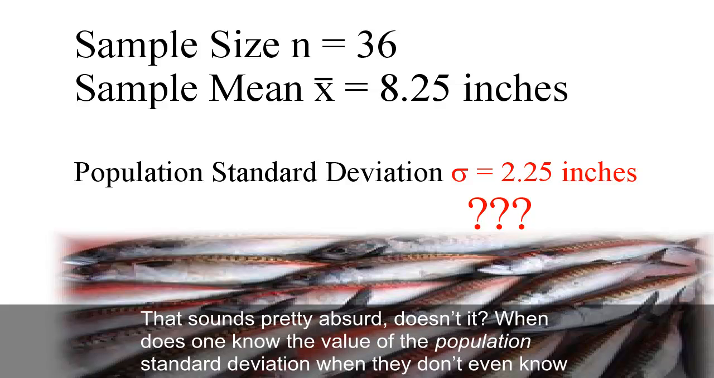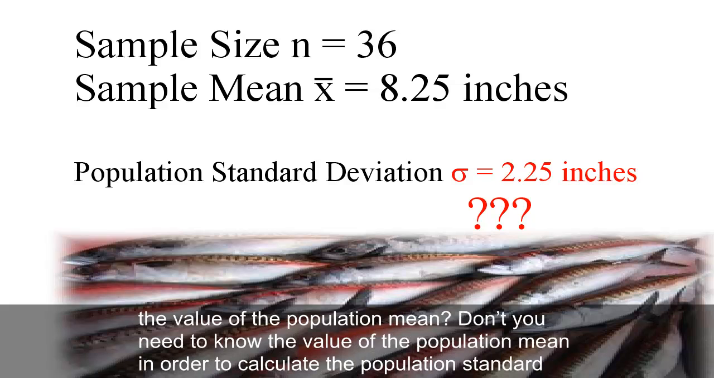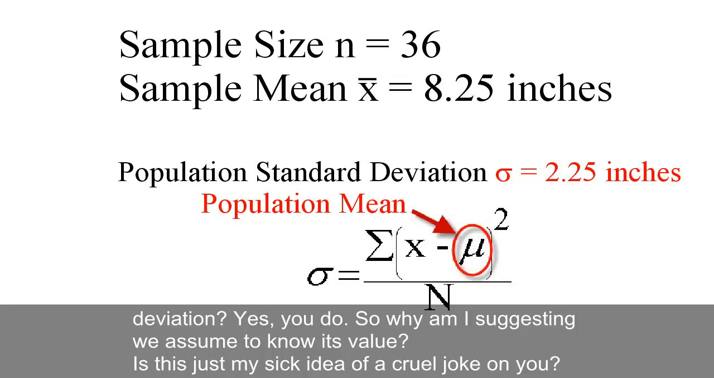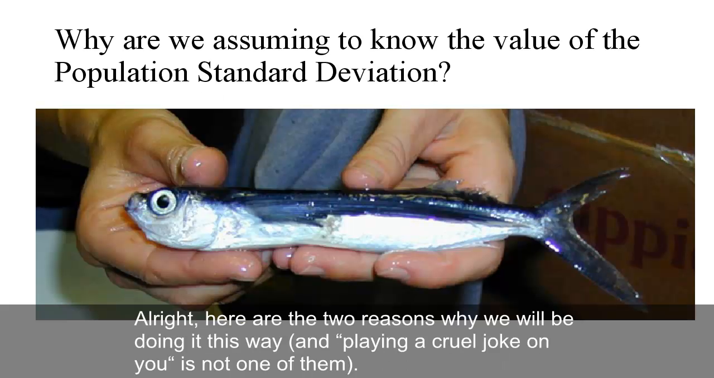That sounds pretty absurd, doesn't it? When does one know the value of the population standard deviation when they don't even know the value of the population mean? Don't you need to know the value of the population mean in order to calculate the population standard deviation? Yes, you do. So why am I suggesting we assume to know its value? Is this just my sick idea of a cruel joke on you? All right, here are the 2 reasons why we will be doing it this way. And playing a cruel joke on you is not one of them.